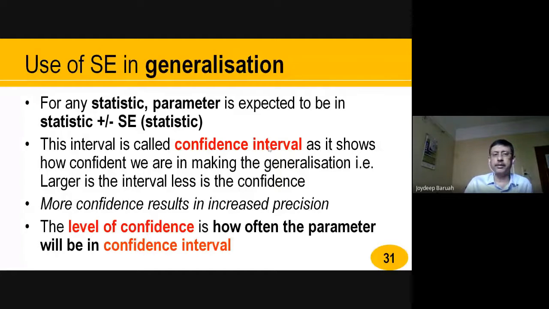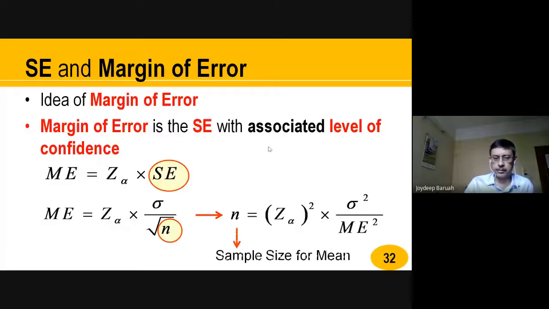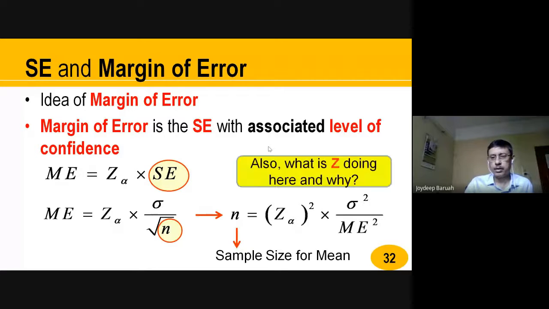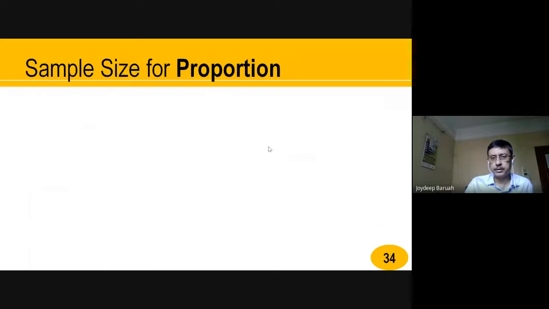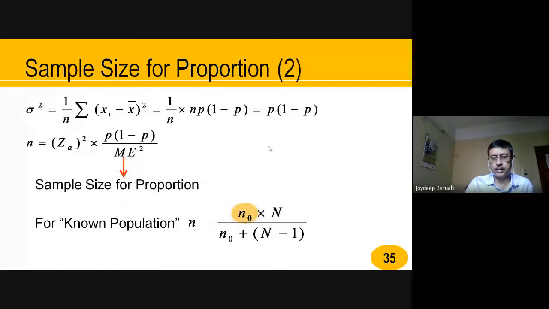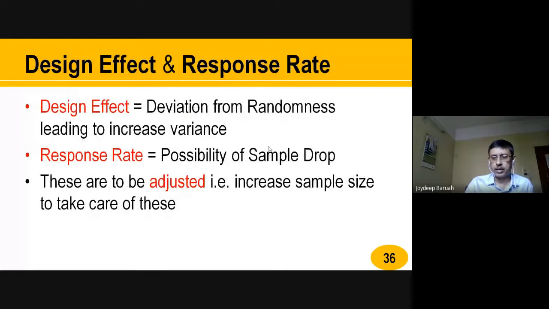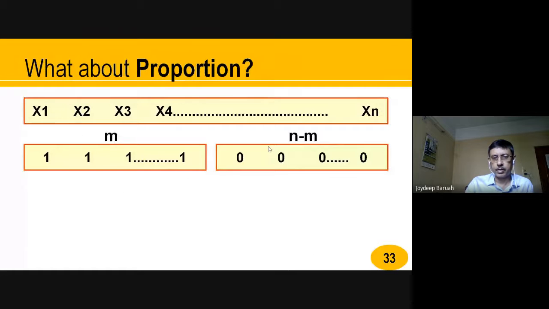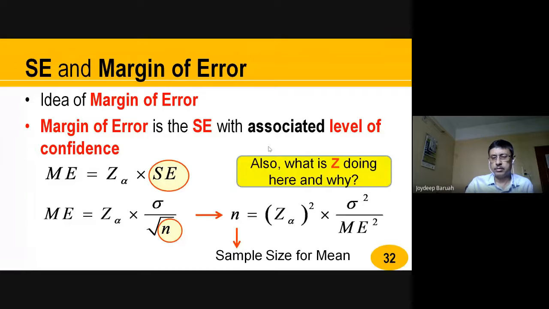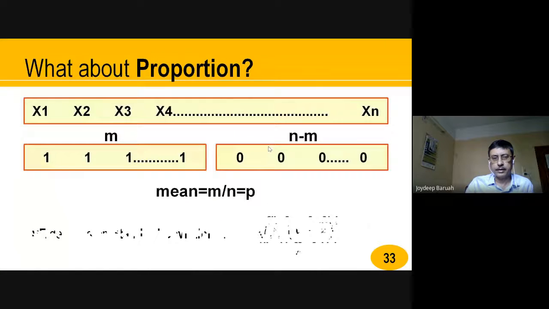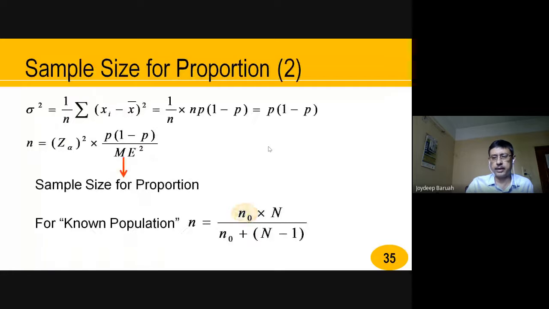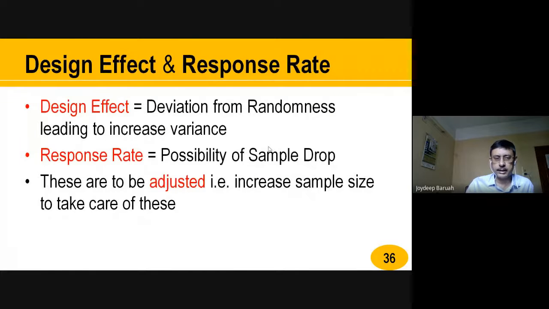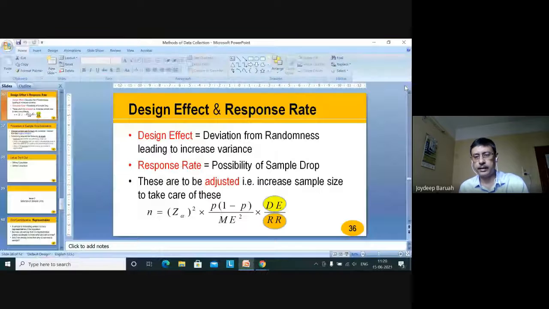I will skip this formula and all these things. It's not required. We will use that to get the result. I will show you something on this, and then I will come back to design effect and the response rate and adjusted response rate a little later. Let me now show you how this is done.